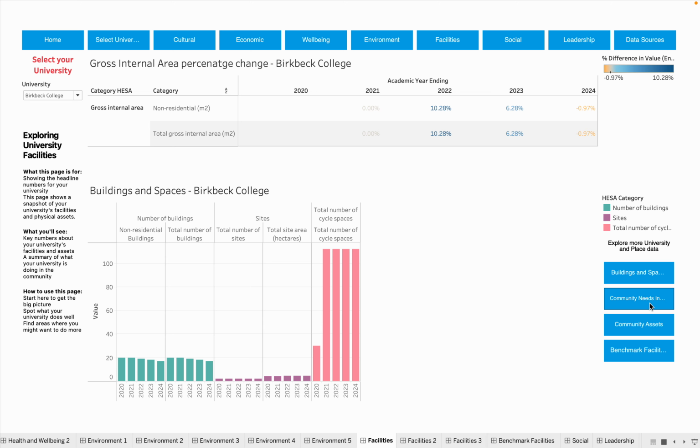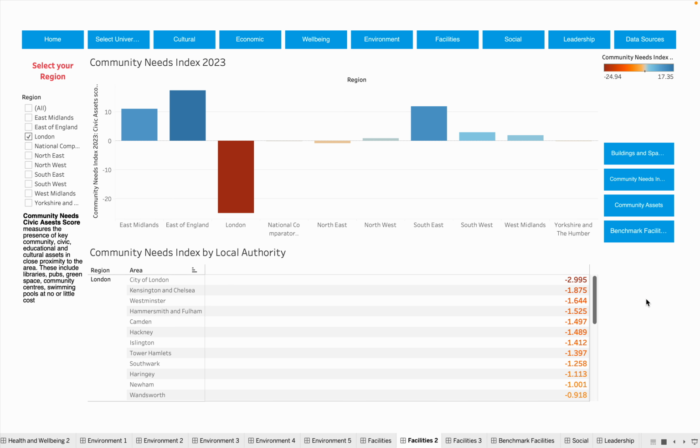Okay, so again, what's the inner domain navigation? The next thing I see here is Community Needs Index. What is Community Needs Index Civic Asset Score? What it's measuring here, it's explained here. Again, I can have a look at different regions if I wanted to. Okay, for this Community Needs Index, the data is showing 1 year, 2023, and London doesn't seem to be looking that good. The best region seems to be east of England, followed by southeast.